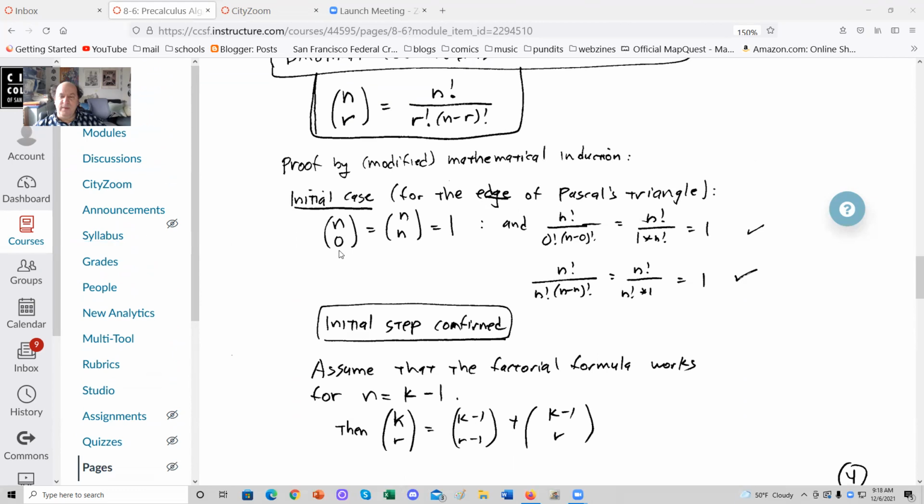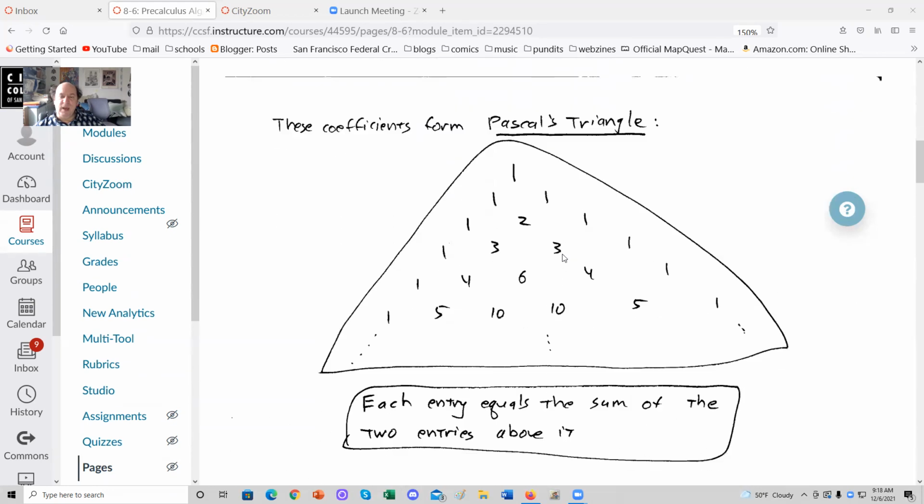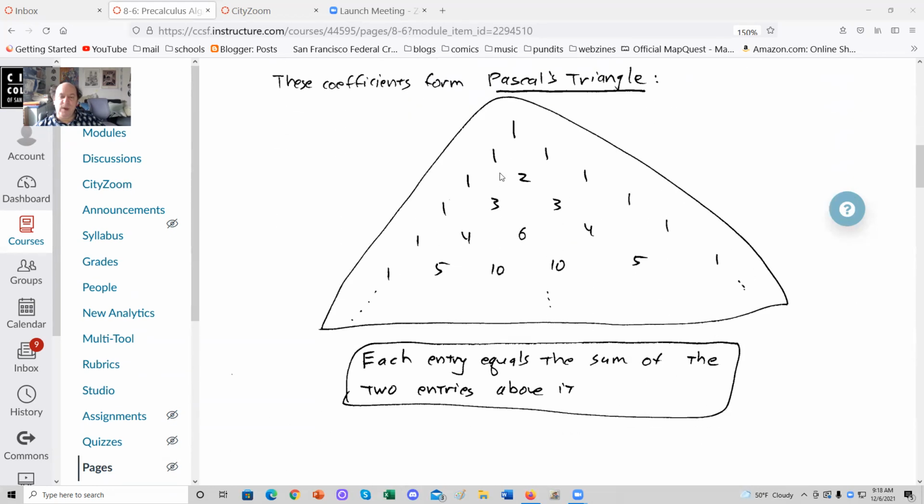Well, it's easy enough. We take n factorial over 0 factorial times n minus 0 factorial. It's n factorial over 1 times n factorial, which is 1. And if we put r equal to n in here, then we get n factorial over n factorial times n minus n factorial. Here's a 0 factorial, again 1, and again you get 1. So that confirms the initial step. The formula with the factorials works for combinatorics n choose r along this edge here.